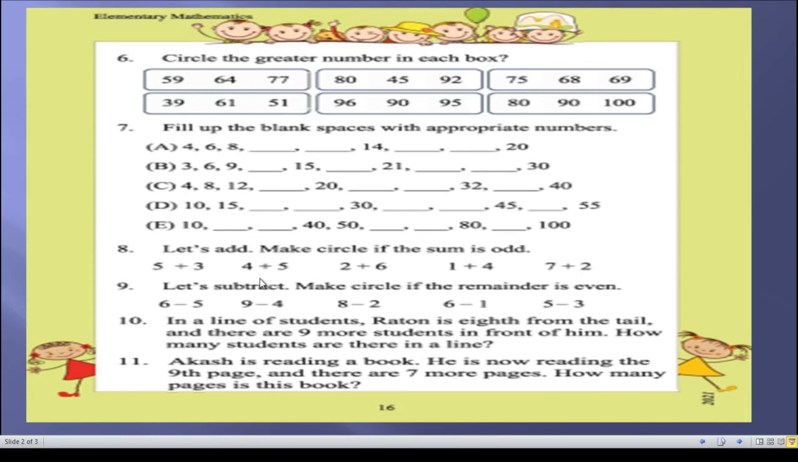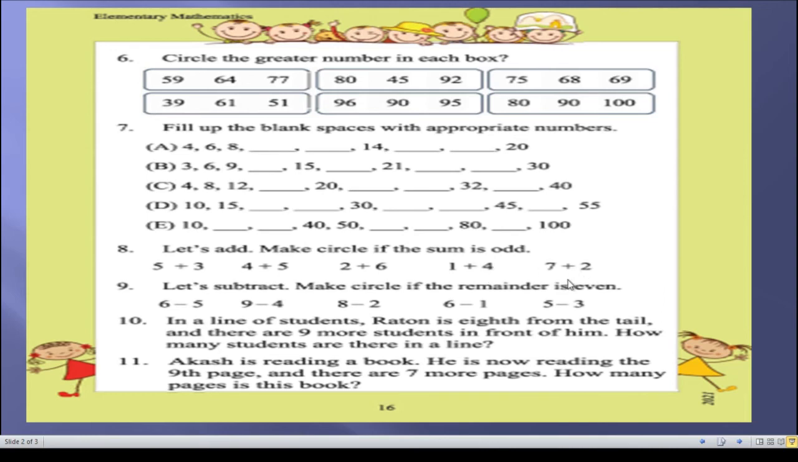If we see the next math, we can see that 2 plus 6 is equal to what? If you count these numbers on your fingers, you can easily find this answer. 2 plus 6 is equal to 8, and 8 is not an odd number, it is an even number, and that is why in the result you should not make a circle. In the next math, we can see that 1 plus 4 is equal to what? You know that 1 plus 4 is equal to 5, and you can easily understand that 5 is an odd number, and that is why you should make a circle in the result.